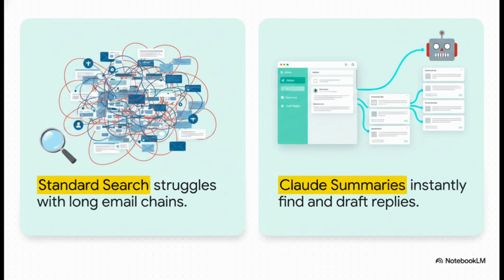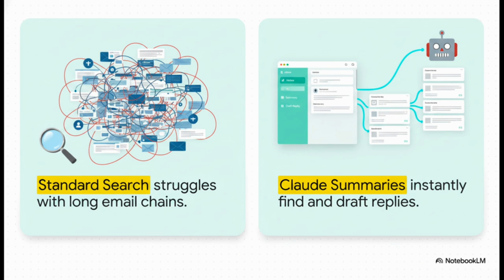Look, let's be totally honest. Standard Gmail inbox search is, well, it really struggles sometimes. So why not let the AI do the heavy lifting? By going into the sidebar and hooking up your Gmail, you can just ask Claude to hunt down specific threads, summarize massive email chains, or even instantly draft your replies. The real game changer here is that you barely need to open your native inbox anymore.